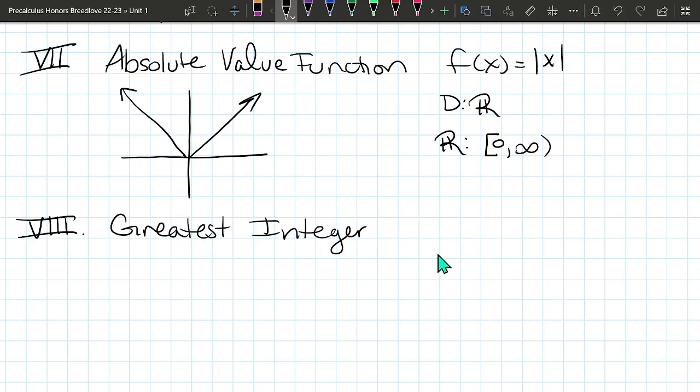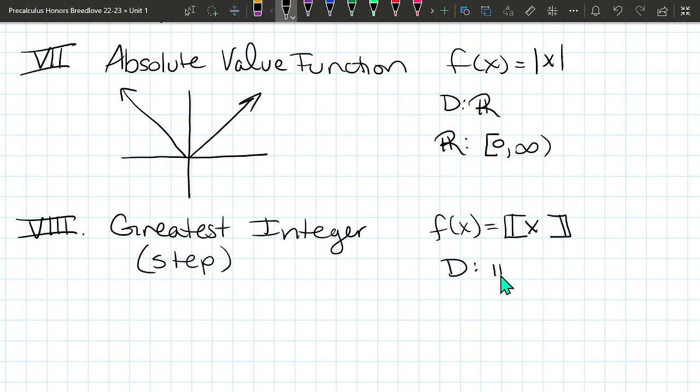So we have the greatest integer function, and it is a step function. That is the type of function that it is. And it's given by f of x equals, and you have these brackets with an extra line in it for integer of x. And the domain is all real numbers because the domain is covered. There's a y value for every x value, which means it's a function. But the range is y such that y is an element of the set of integers.